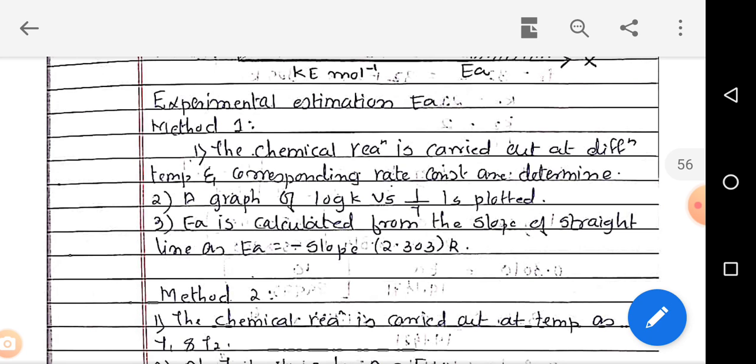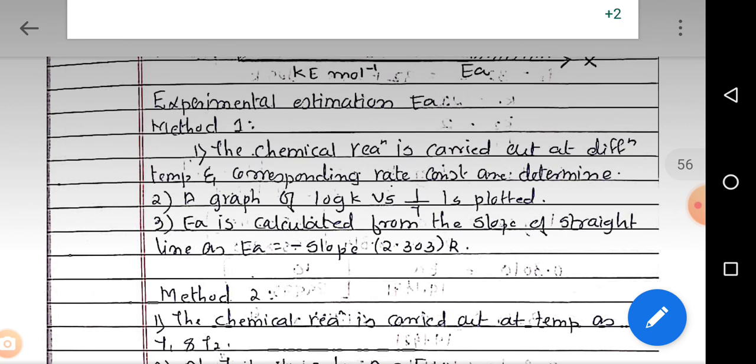The sound clarity was not good in the last lecture on the experimental estimation, so I am repeating this. In the experimental estimation of Ea, meaning activation energy, what is the actual activation energy?